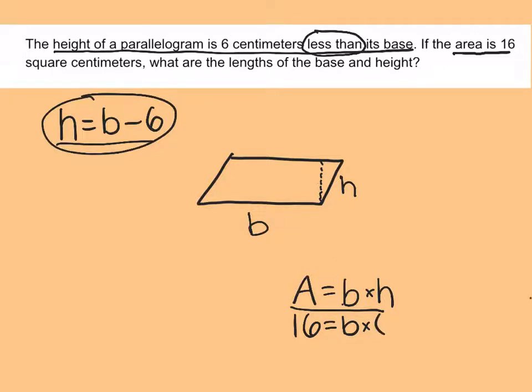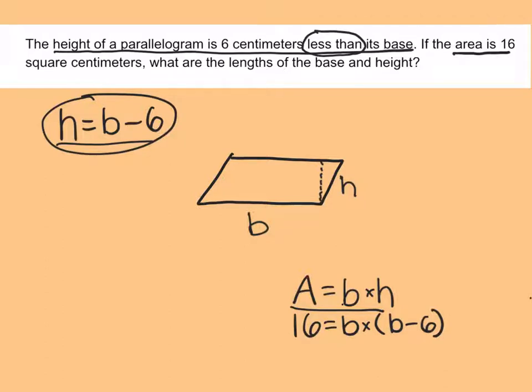So I'm going to substitute in b minus 6. Now at this point, we are trying to figure out how much is the base and how much is the height, how many centimeters. So we can solve this equation to see what b would be equal to, and then use that to find our height as well.